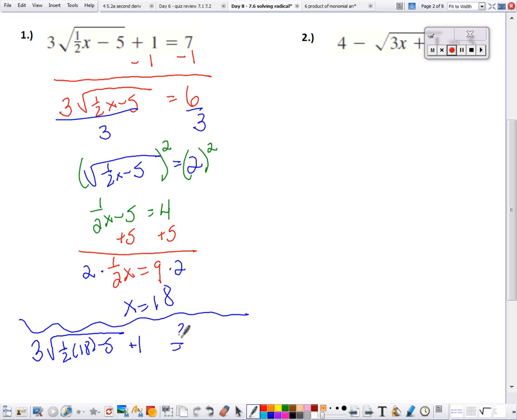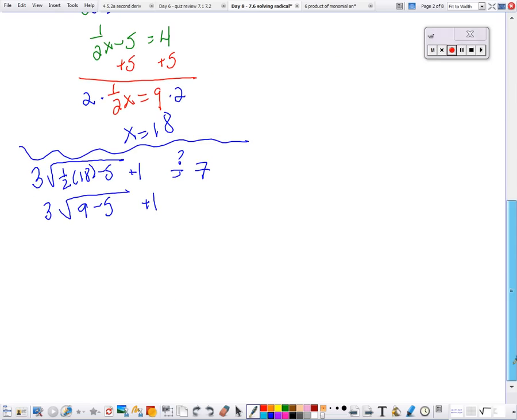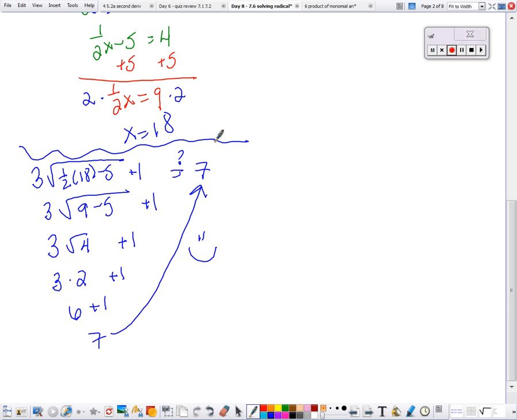So is this going to equal 7? Let's see. The square root of half of 18 is 9, minus 5. So then we get 3 root 4 plus 1. So that's 3 times 2 plus 1, which is 6 plus 1, which is 7. And that is what we needed. Yay. So 18 is our answer to this problem.